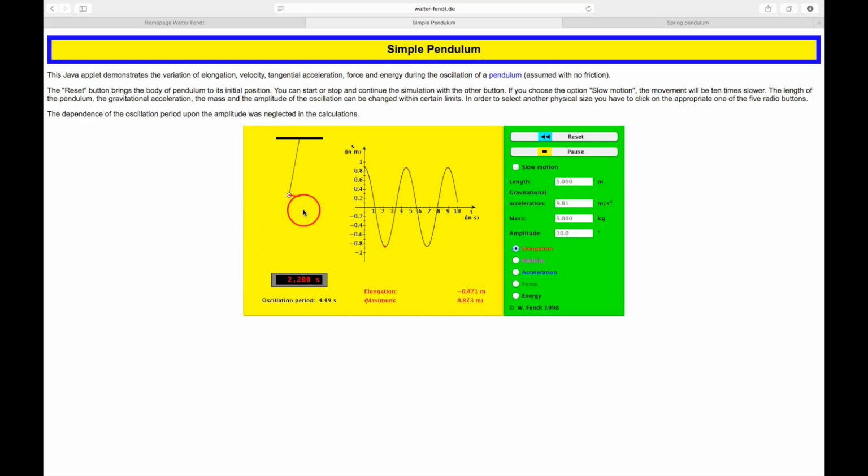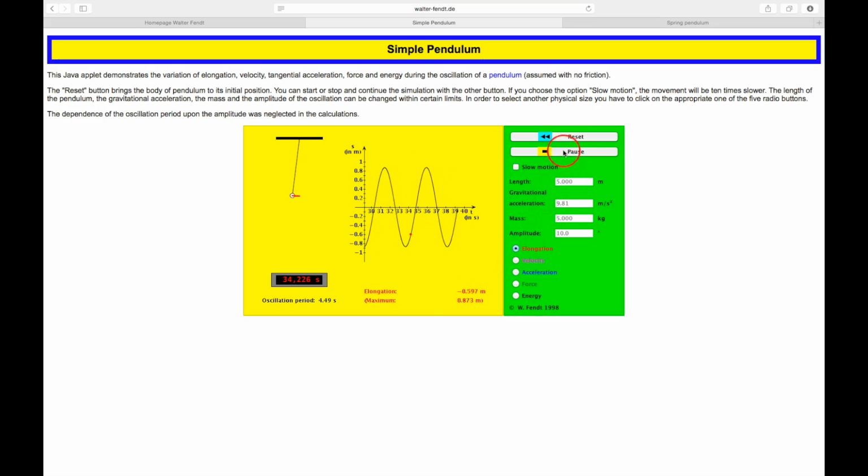Okay, so we see the pendulum going back and forth. The oscillation period is 4.49 seconds. That comes from, in green over here in this field, the length is 5 meters. And so we can calculate that oscillation period using the equation that we saw before, 2 pi times the square root of L over g. We get 4.49 seconds. And so what we see here is that if we track this through time, then the pattern is sinusoidal. So it creates a sine wave.